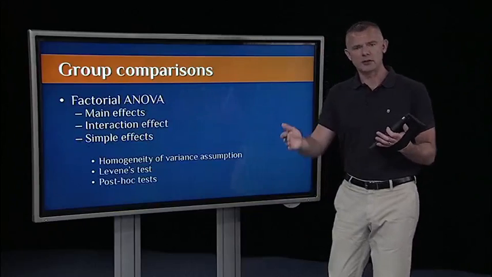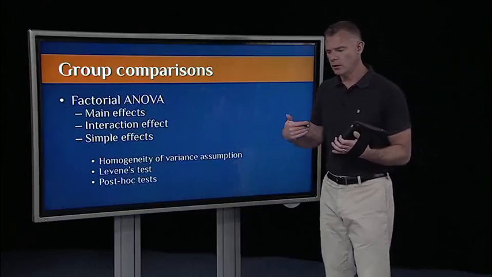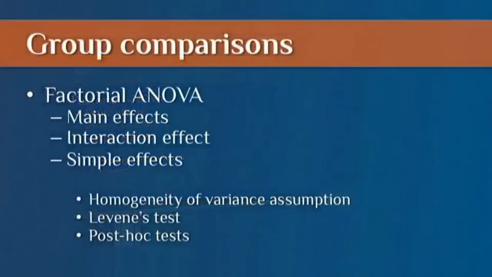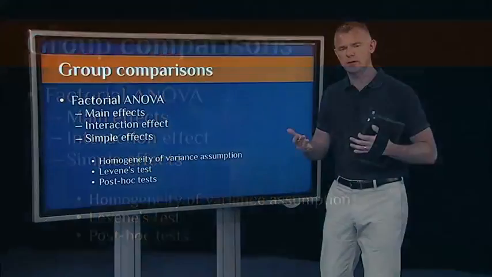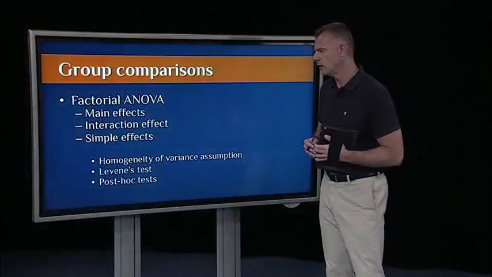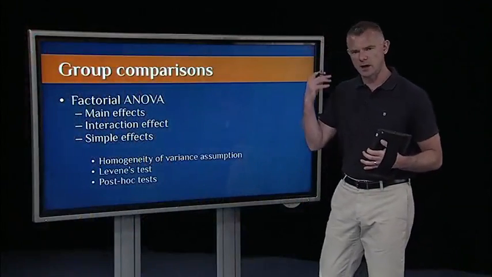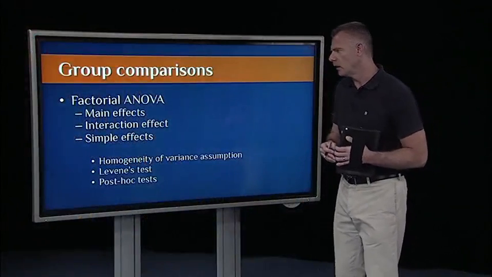From there, we went to a factorial ANOVA. So factorial ANOVA is where we're introducing more than one independent variable. And again, there could be multiple levels of each independent variable. The main example I used there was that driving difficulty example with driving difficulty and conversation difficulty, looking at the effects of talking on a cell phone while driving.